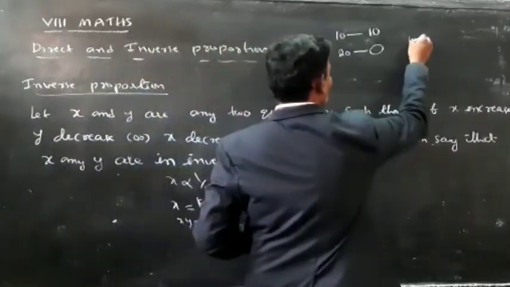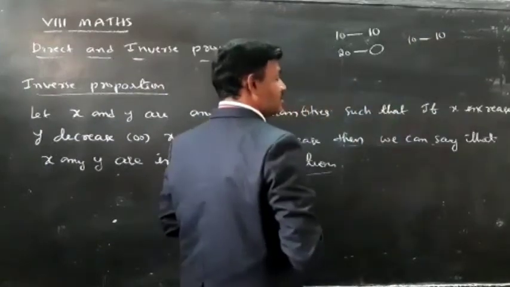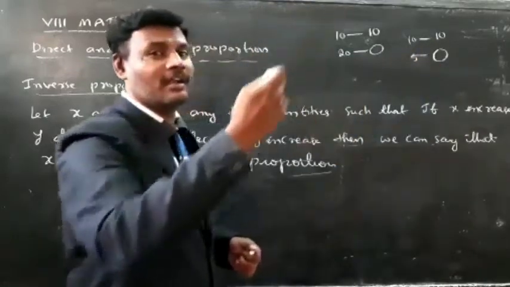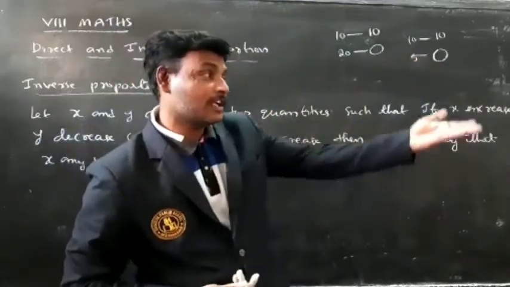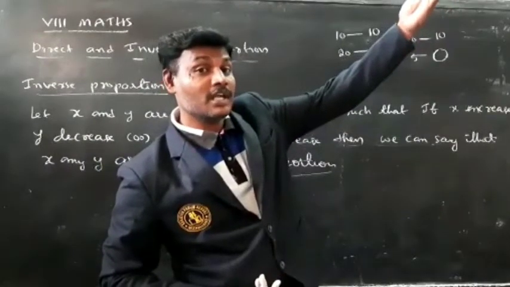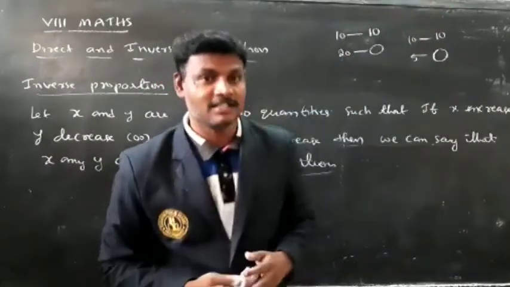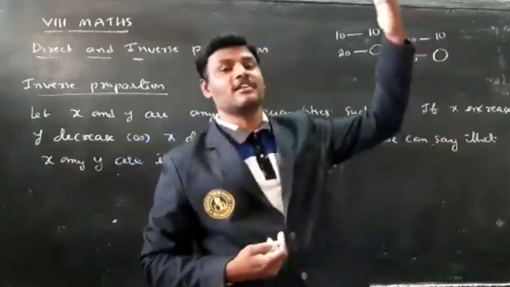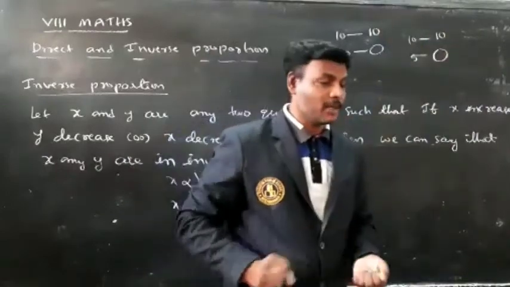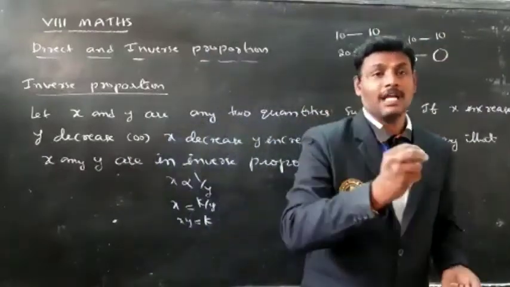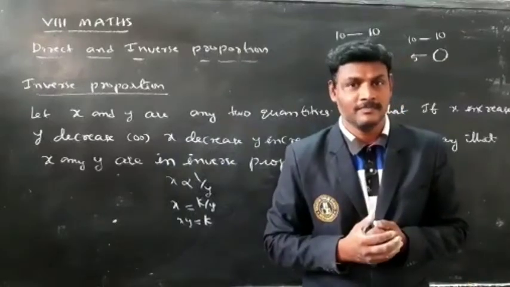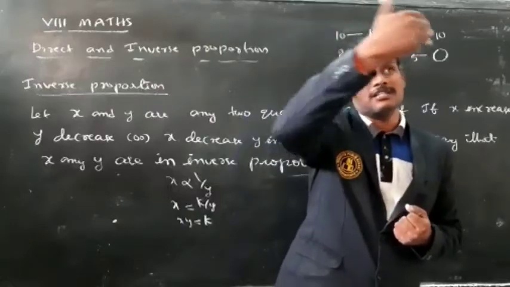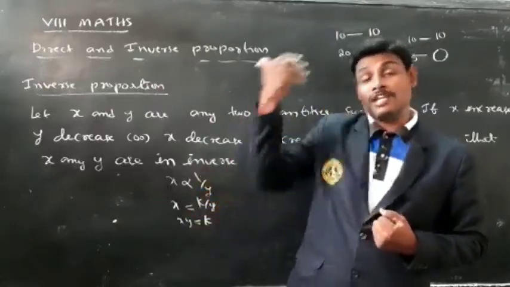Similarly, 10 members can complete the work in 10 days. Then 5 members will take more than 10 days to complete the work. Here, what is the relation? If workers increase, the time duration of the work decreases. If workers decrease, the time duration of the work increases. Another example: 10 kg of rice is enough for 10 members. Then what about 20 members? If members increase, the duration of the rice decreases.